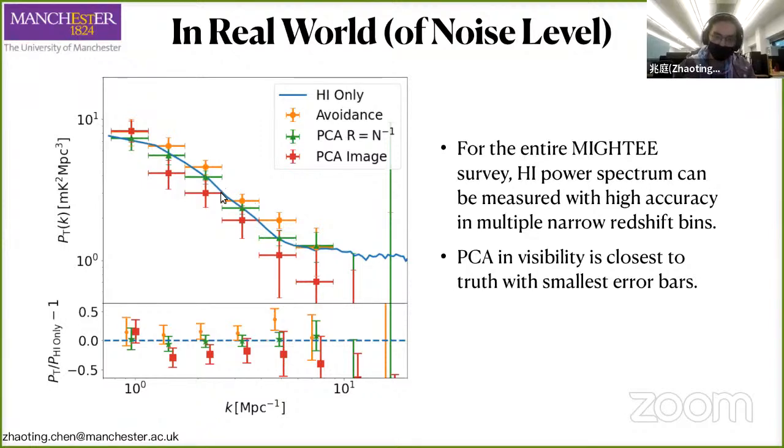And comparing different methods, we find that PCA in visibility is closest to truth. And as you can see, it produced the smallest error bars. So this is perhaps the method that should be further investigated.